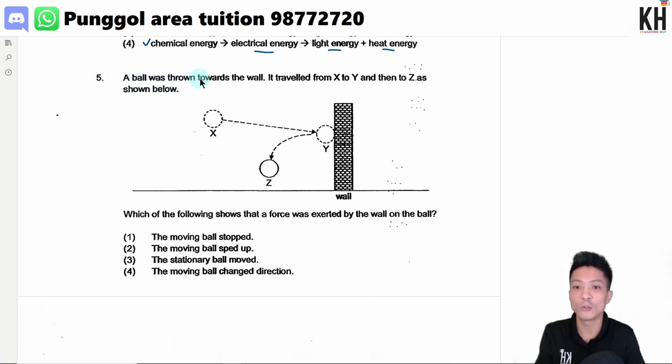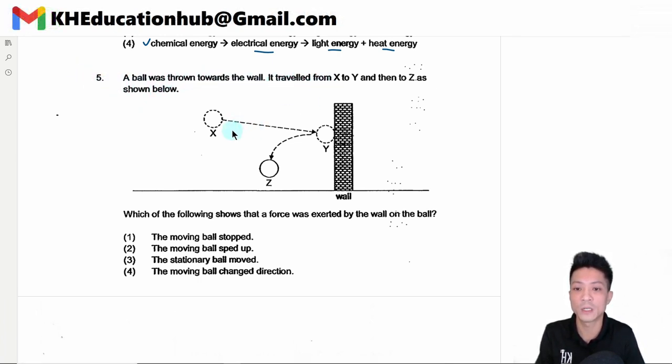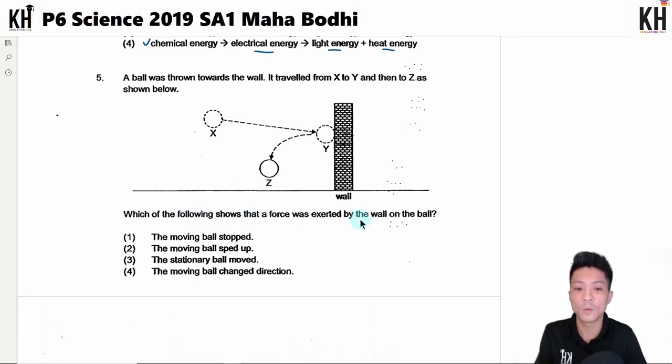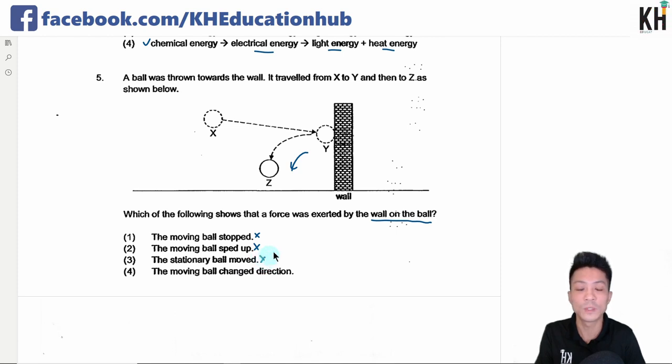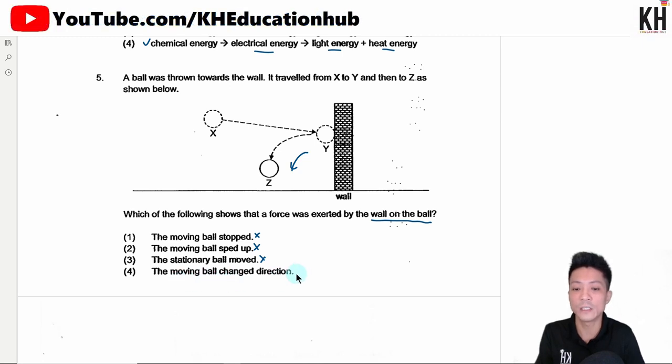Question 5, a ball was thrown towards the wall. It traveled from X to Y and then to Z, as shown below. Which of the following shows that a force was exerted by the wall on the ball? The moving ball stopped. It did not stop, it changed direction, right? The moving ball sped up, probably also not. The stationary ball moved. It wasn't stationary in the first place, it's moving. The moving ball changed direction. Yes, this is one of the effects of forces. It can change the direction of a moving object.